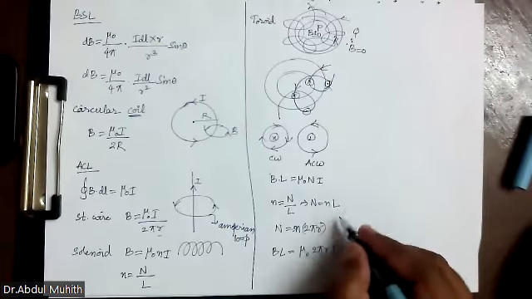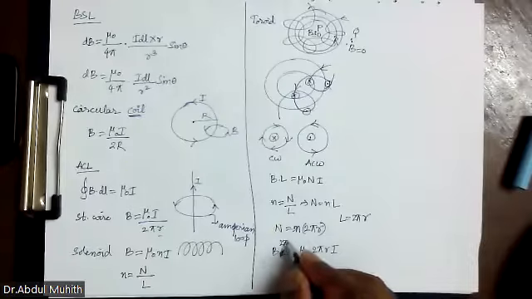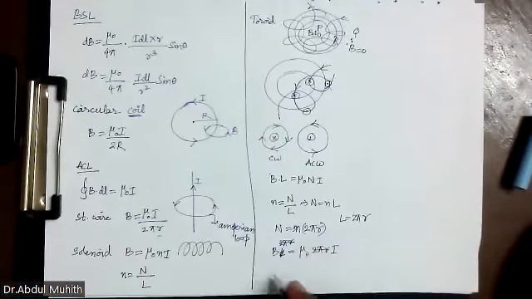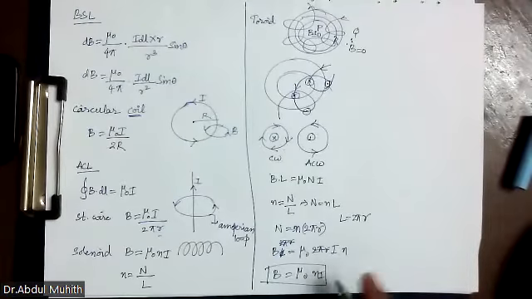But again, what is L here? L is again 2 pi r. So here also I'll write 2 pi r. So this 2 pi r will go away, and you are left with mu 0 n I. This is the formula. So the formula for solenoid and toroid is the same, but while solving the numerical, you should be a little careful. Clear? Yeah.